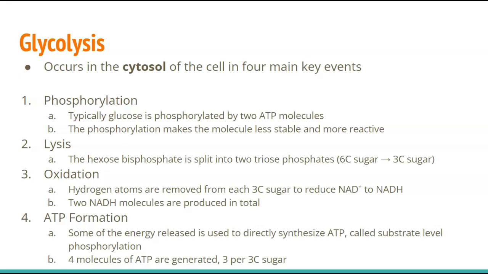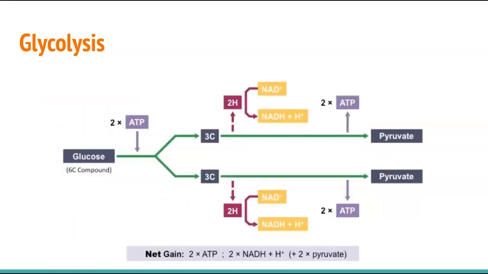And then finally, ATP formation. Some of the energy released is used to directly synthesize ATP. Okay, this is just like, yay, we did a little bit, we got a little bit of energy back. With each of the 3-carbon sugars, we have 4 molecules of ATP generated. So with that, that's great, but we used 2 to start. And so because we used 2, we only have a net gain of 2 molecules of ATP, which you can see here.